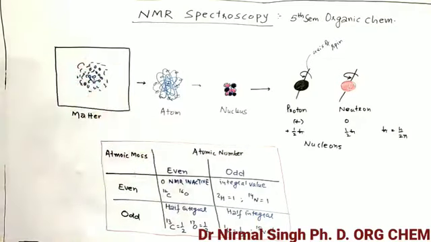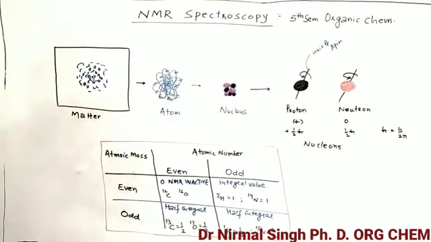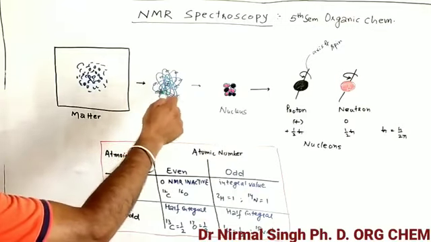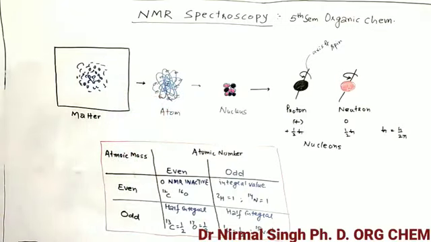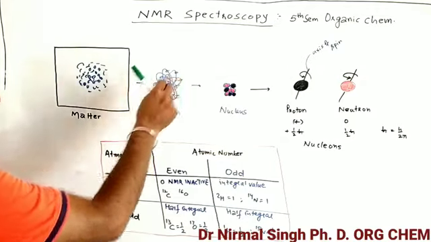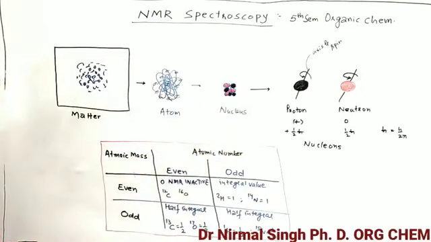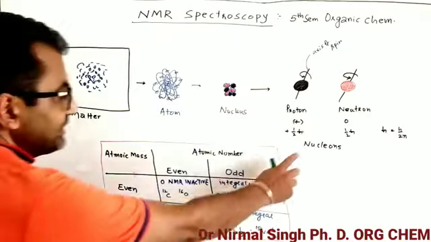This matter consists of molecules and compounds, and ultimately each molecule or compound is made up of atoms. In an atom there is a nucleus, and electrons are revolving around it in three-dimensional space. If we zoom in only on the nucleus, it contains protons, the black ones, and neutrons, the red ones. Collectively, these protons and neutrons are called nucleons.